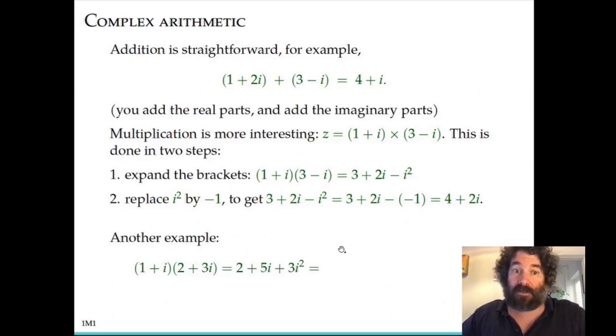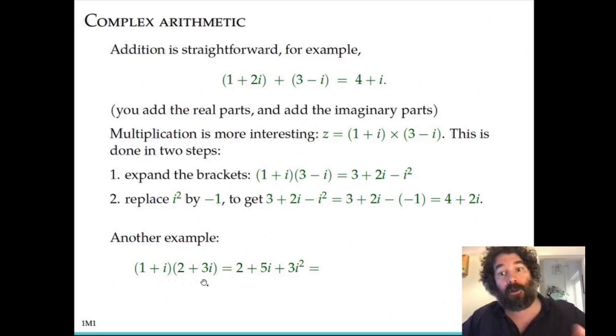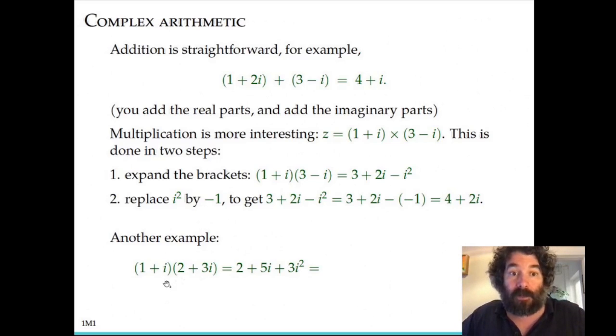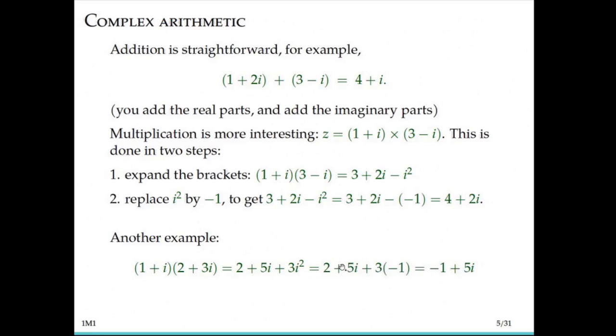As another example, just to stress this, suppose we want to multiply together 1 plus i and 2 plus 3i. First we multiply it out using the distributive law. 1 times 2 is 2, and we have 2 times i plus 3 times i, which is 5i. And then we have i times 3i, so that's 3i squared. Then we replace this i squared by -1 and get -1 plus 5i as the final product of these two complex numbers.